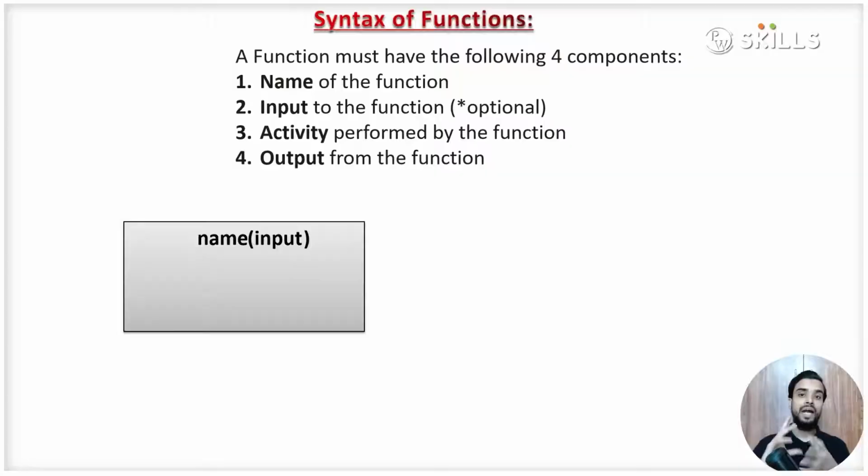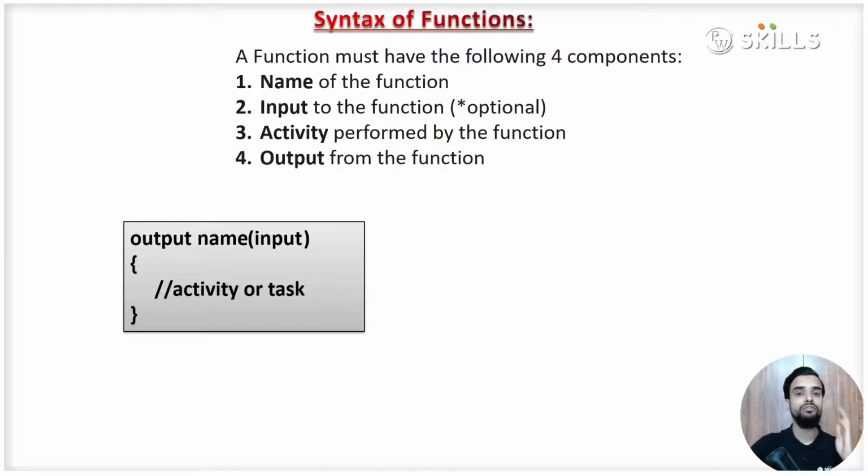But sir, whatever activity or the task that the function would be performing, where are we supposed to specify that component? It must be specified here, and this must be specified as a block of code like this. And all of you know what is a block? It is nothing but a piece of code that is surrounded with a pair of curly braces. And what about the output, sir? The last component must be specified here just before the name of the function. Now please understand, this is how the syntax of a function would look like from a non-technical aspect.